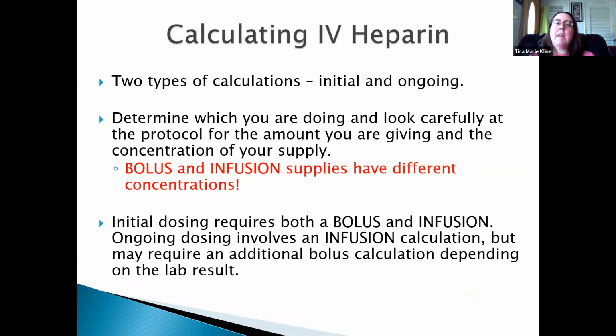So when we talk about calculating heparin, there's 2 types of calculations: the initial calculation and the ongoing drip, where we're titrating. Okay, so for you, that just means you need to look very carefully at what you're doing, what you're giving, and what the concentration of your supply is. And I have it in red: your bolus supply and your infusion supply, your concentrations are different. Okay, they are different. So you really need to pay attention to that. And I'm going to point that out when we look at the actual screen that shows you the protocol.